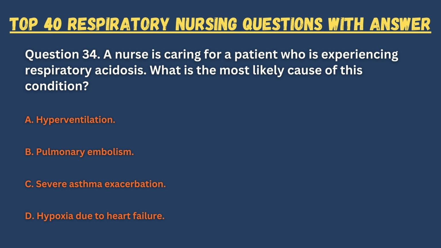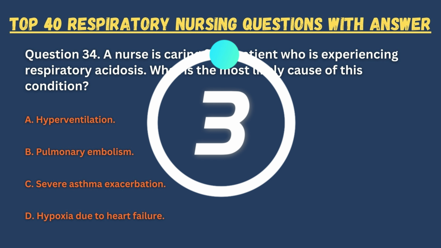Question 34. A nurse is caring for a patient who is experiencing respiratory acidosis. What is the most likely cause of this condition? A. Hyperventilation. B. Pulmonary embolism. C. Severe asthma exacerbation. D. Hypoxia due to heart failure.